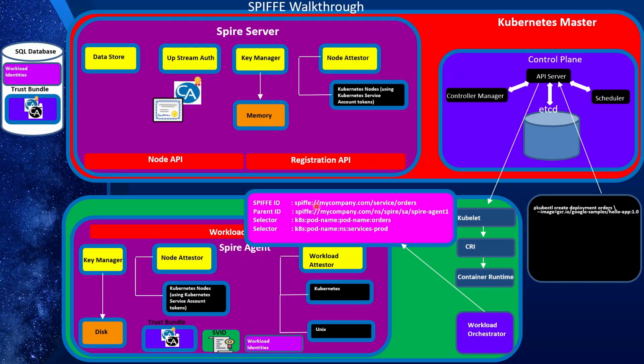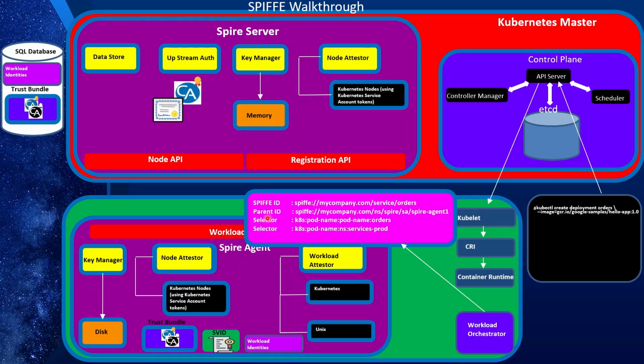The format is spiffe:// and then the trust domain name, in this case, let's say we call it mycompany.com, and then, based on the implementation of this workload, we can use anything to describe what the workload is. In this case, we're going to use the name of the pod that is being created, which is a service called orders.